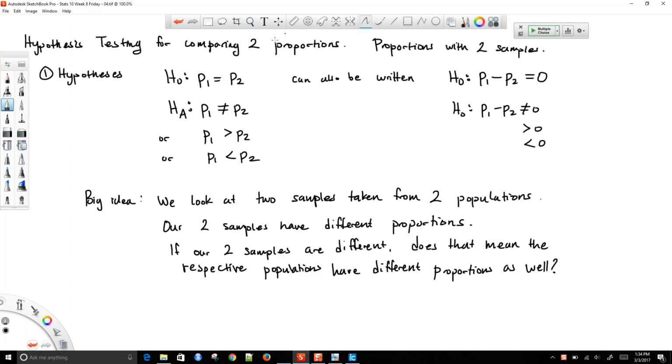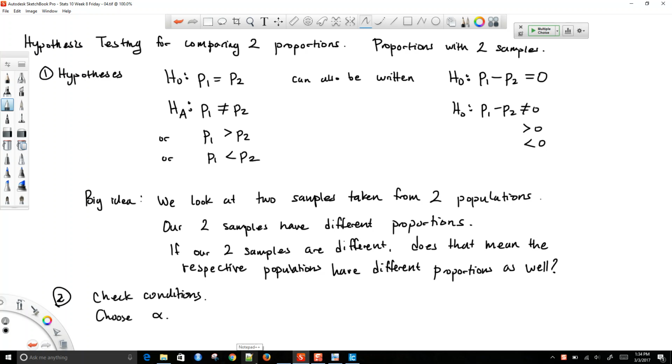So when we set up our hypotheses, we set them up so that the two populations have the same proportion. That's our null hypothesis. And then the alternative is that the two populations are different, or that one is higher or lower than the other, okay? So after we've set up our hypotheses, we check conditions, and we choose alpha, our significance level.